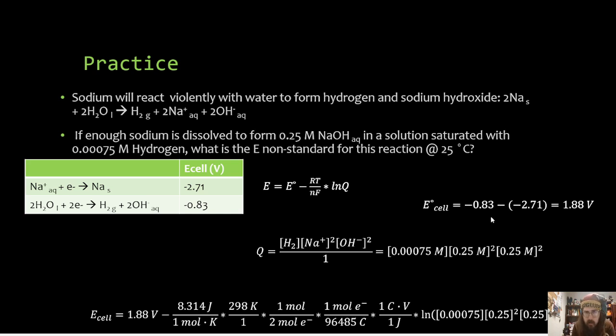So once again, much like when we talked about buffers, the starting buffer controlled where the pH would be once you manipulated it. Well, the starting cell potential is going to largely control what voltage we can get out of this. But the Nernst allows us to tweak this a little bit higher, a little bit lower, as we see fit.